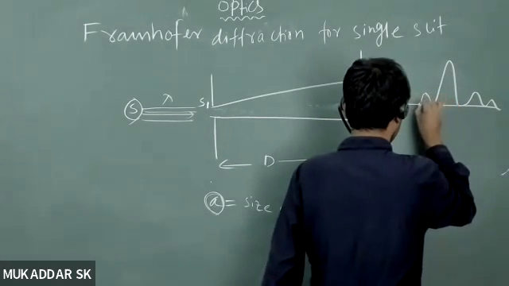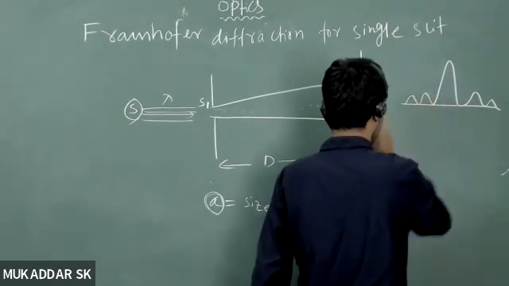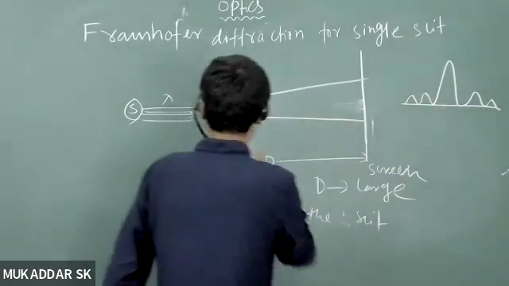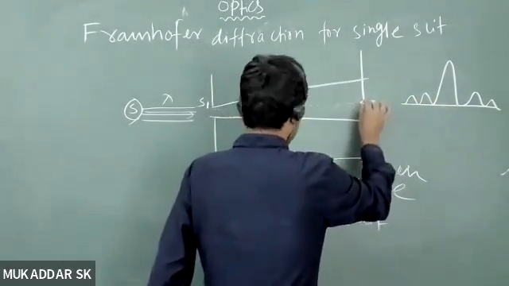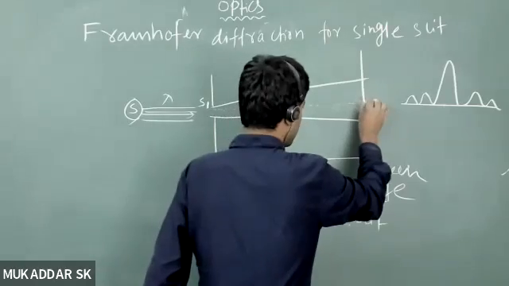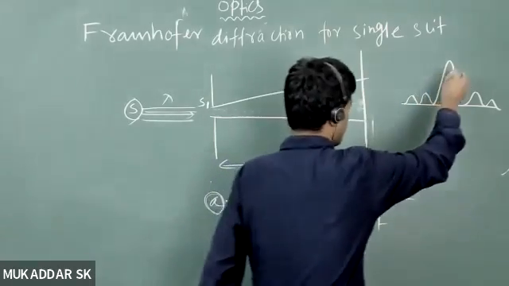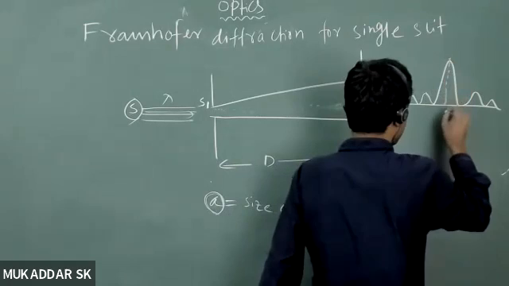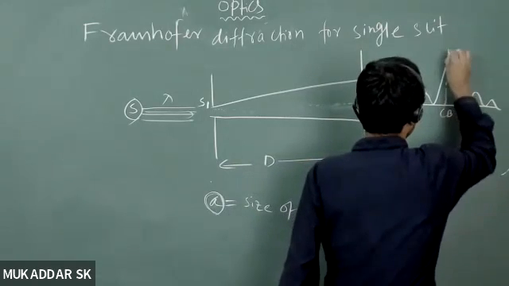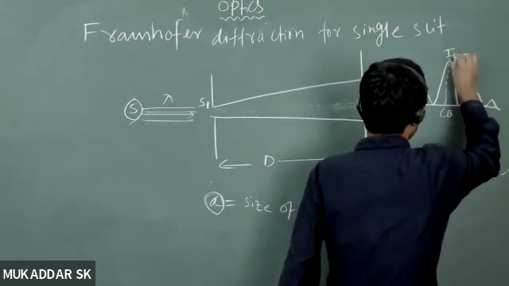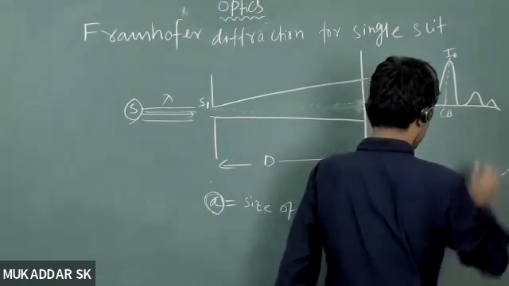What is experimentally observed, the intensity pattern is like this. Okay, so this center region actually has the highest intensity. So this is your central bright, and the intensity of the central bright is I naught.